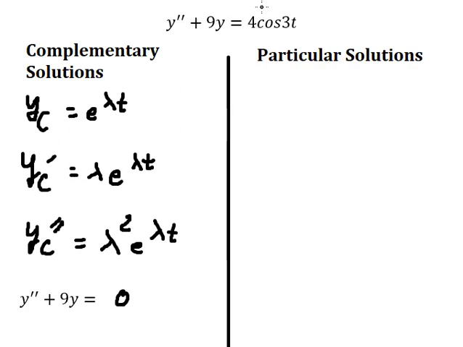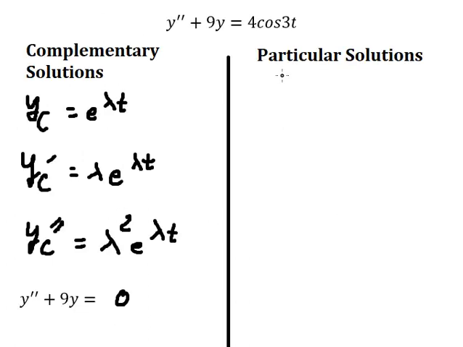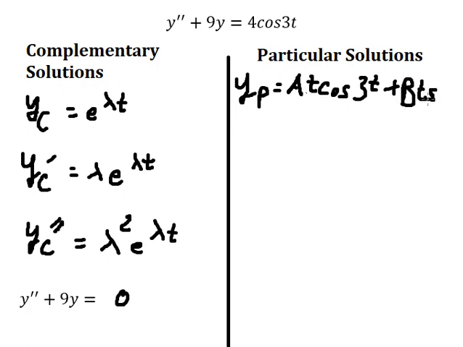Now about particular solutions, we can see that we have cosine 3t, but the complementary solution already includes cosine 3t in here. So for the particular solution, I will put yp equals a s cosine 3t. Oh sorry, this is t, not s. So a t cosine 3t and b t sine 3t.